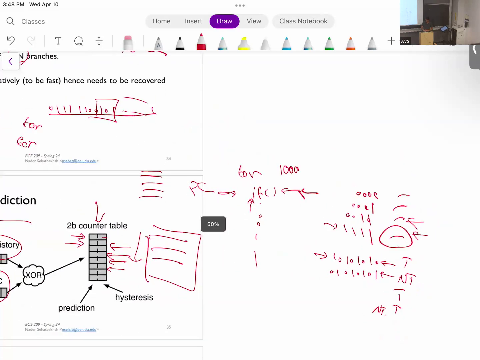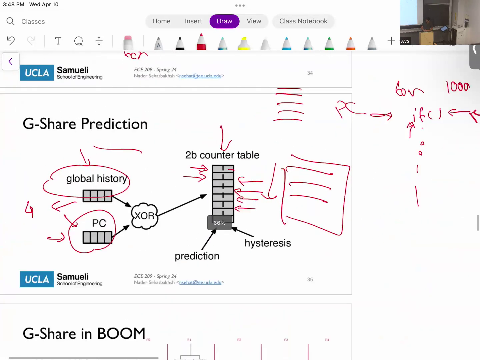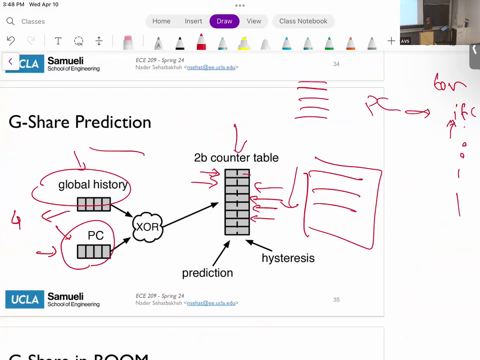It seems like intuitively it would be pretty rare, if you have like a 32-bit history, for there to be the exact same history, apart from these big loops. So I was wondering, is it actually very common to have that?